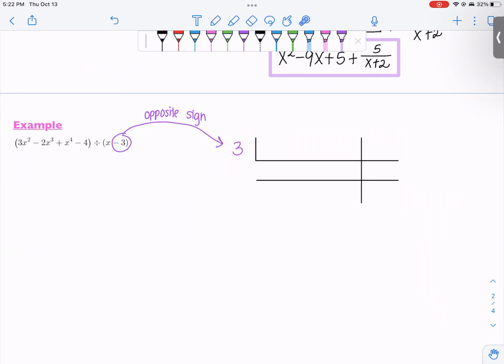I'm taking the coefficients of my polynomial. Now notice these are not written in order, nor do I have every power of x. So I'm going to rewrite this. I have x to the fourth minus 2x cubed plus 3x squared. I don't have an x term, so I'm going to put plus 0x here. Minus 4. So my coefficients are 1, negative 2, positive 3, 0, and negative 4, with negative 4 belonging over here.